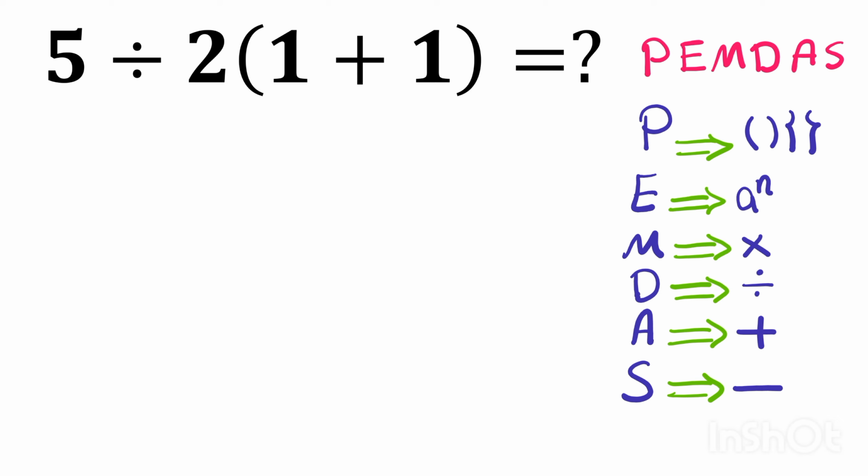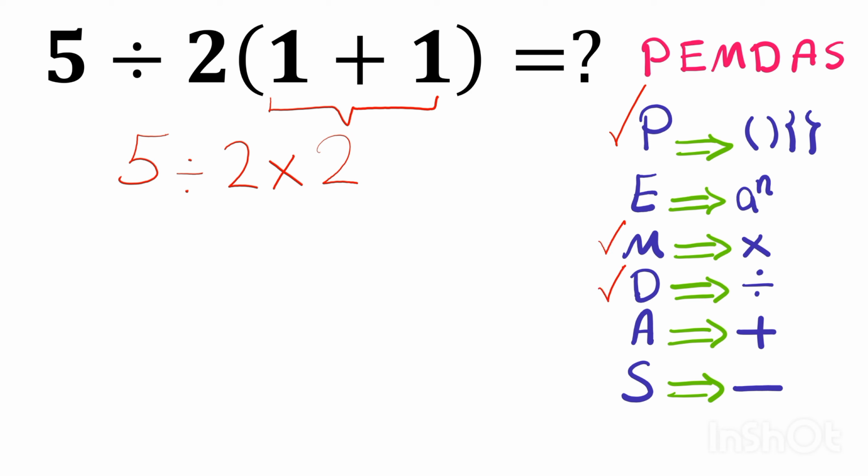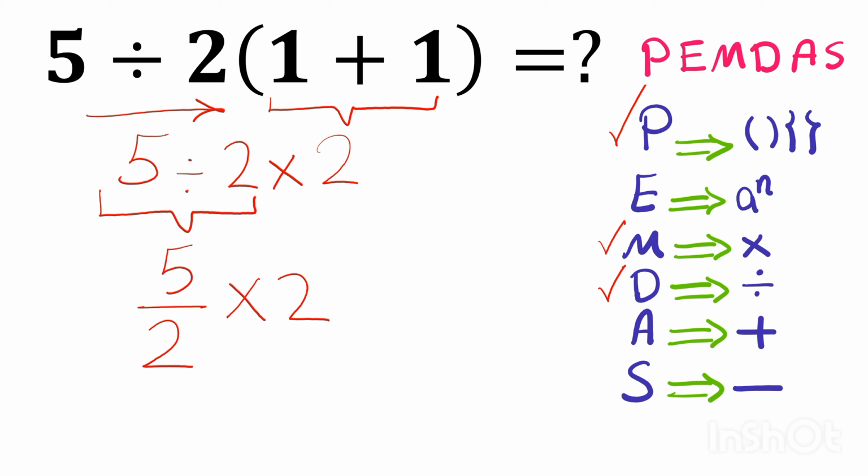According to the PEMDAS rule, we must first solve inside the parentheses. So 1 plus 1 equals 2, and the expression becomes 5 divided by 2 times 2. After the parentheses, it's time for multiplication and division, which we must solve from left to right. So 5 divided by 2 equals 5/2, and finally 5/2 times 2. The 2 cancels out with the 2, and our final correct answer is 5.